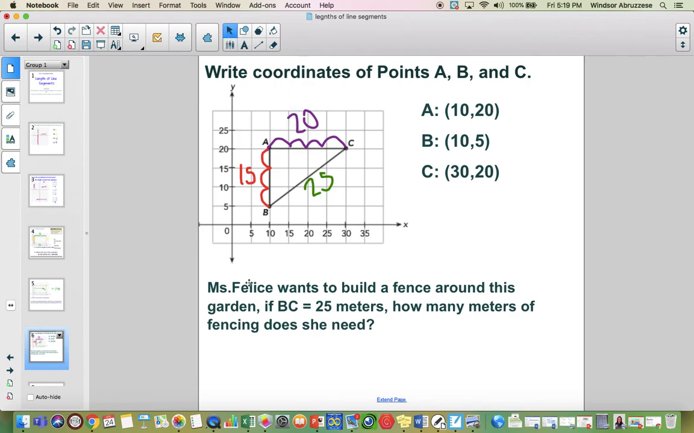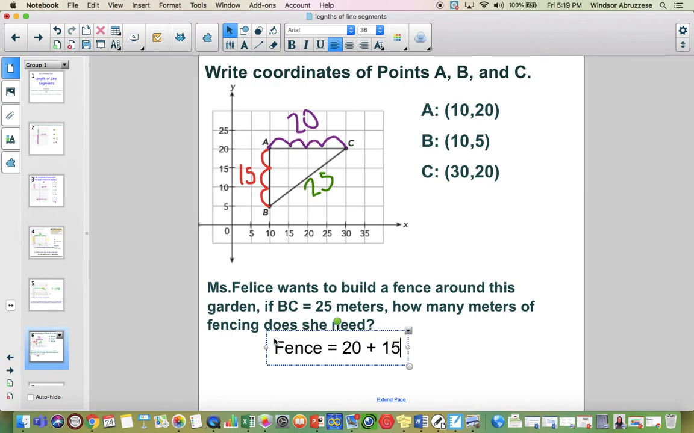So now Miss Felice wants to build a fence. She needs to add 20 plus the 15 plus the 25, which they gave us. So what's 25 plus 15? That's 40. Plus 20 more is 60 meters of fence.